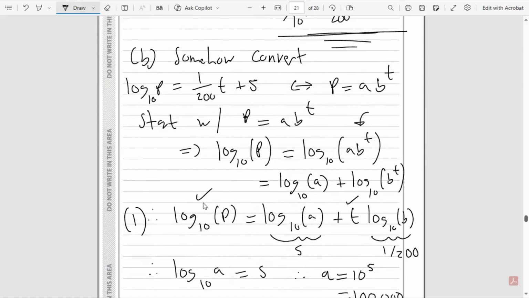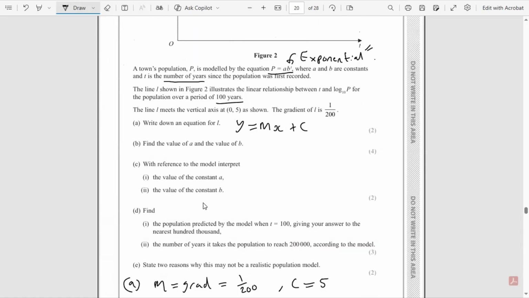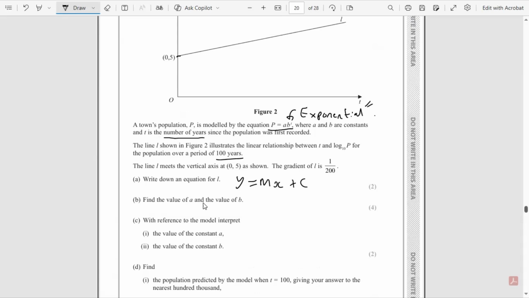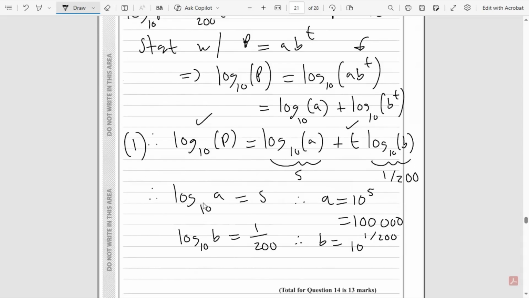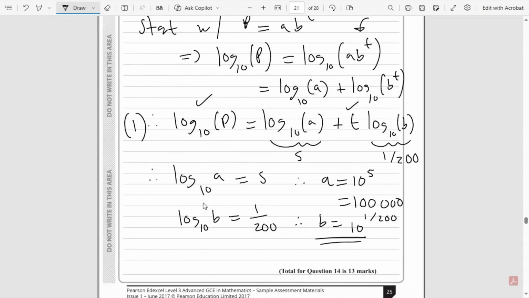Now, I'm just going to scroll up and see if we needed a and b to any sig figs. It just says find the value of a and value of b. Okay, in that case, I'm just going to leave my answers like this in exact form. So I'm going to leave that there and that there. You could work out this value 10 to the power of 1 over 200 if they wanted it to 3 sig figs. I'll just do that now on my calculator. So this is 1.01 to 3 sig figs. So you could say that to 3 sig figs b is equal to 1.01 if you wanted to.